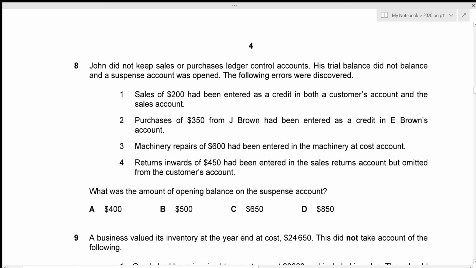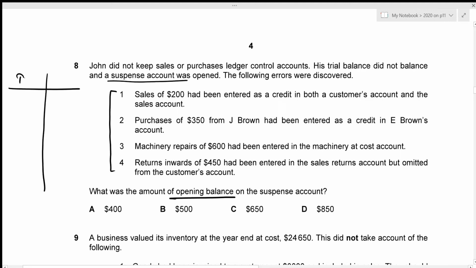John did not keep sales or purchase ledger control accounts. His trial balance did not balance and a suspense account was opened. Then the following errors were discovered. Okay, we just need to figure out the amount of the opening balance on the suspense account. So I'm going to rectify all of these errors in the trial balance first. Let's do that. So this is the debit side. This is the credit side.